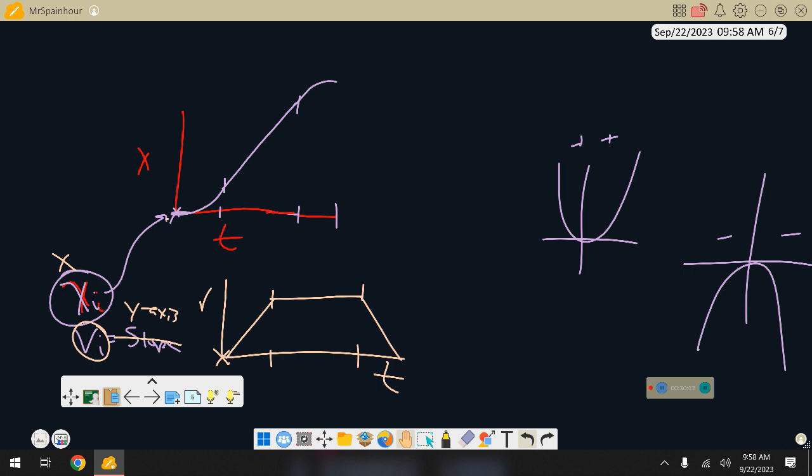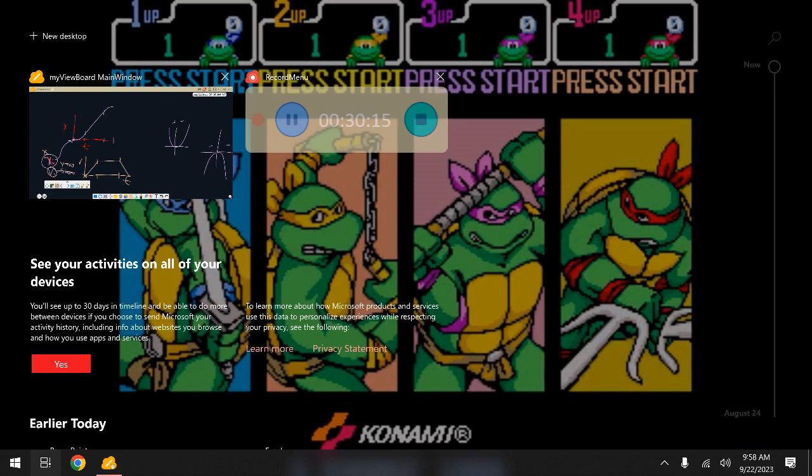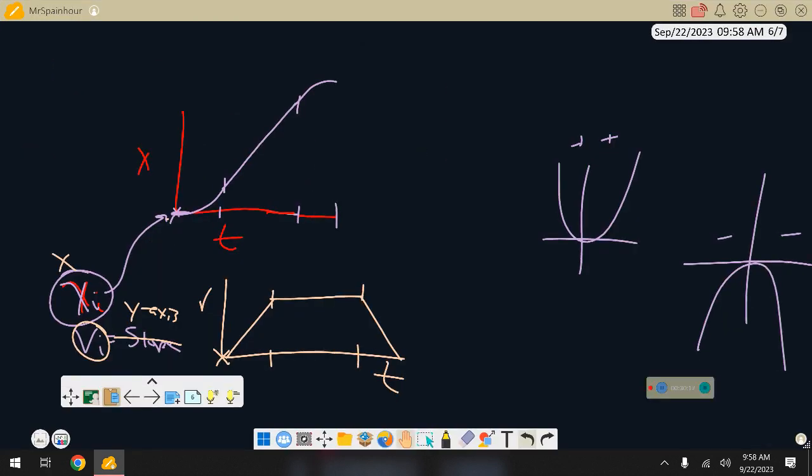Also up here, you could notice a positive acceleration because of this curve. How do you notice that this is a positive acceleration? Positive slope. How do you notice that there's no acceleration here? No slope. And then negative acceleration over there.